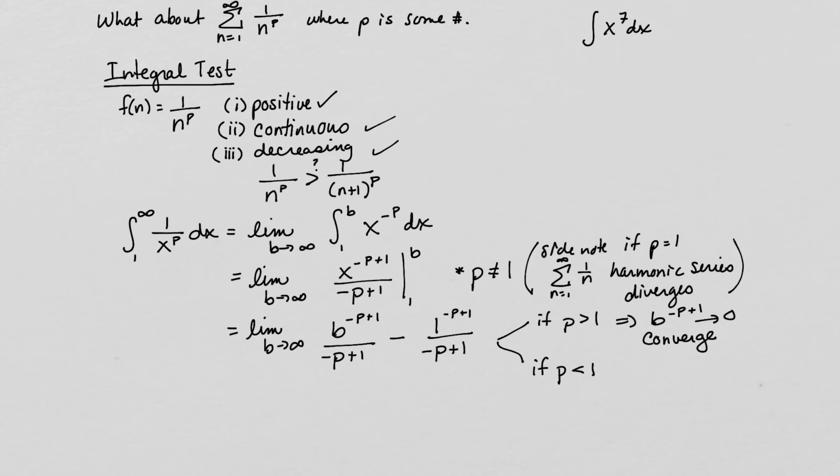And if p is less than 1, say p is negative 10, when you plug negative 10 in here, you'd end up with 11. So b to the 11th, that's b to a positive number. And now you're going to have infinity to a positive number. So in this case, b to the minus p plus 1 is going to go towards infinity. And so in this case, it's going to diverge.